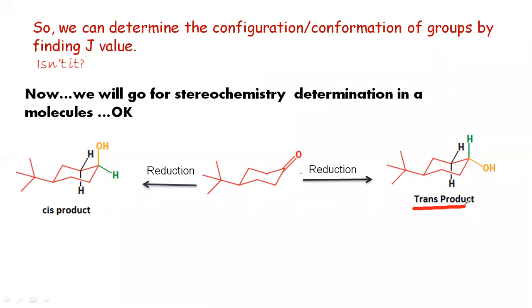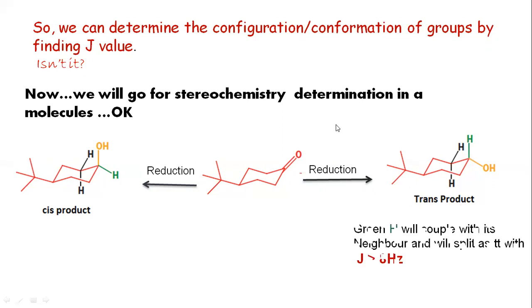Why maximum J value? Because of the distance of hydrogen, the 180 degree angle. Very good. This proton and this proton, they are parallel, 180 degree angle. While here, this equatorial does not have any 180 degree angle. Maximum angle, definitely, very good.